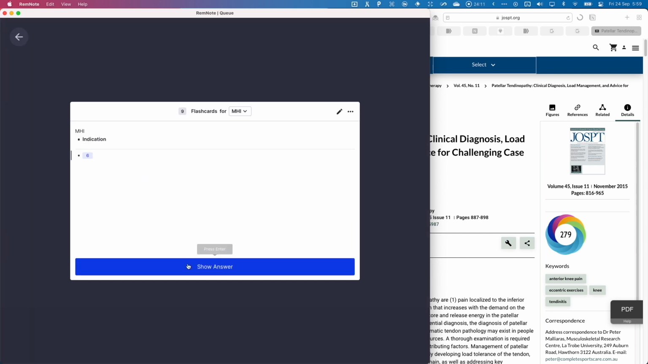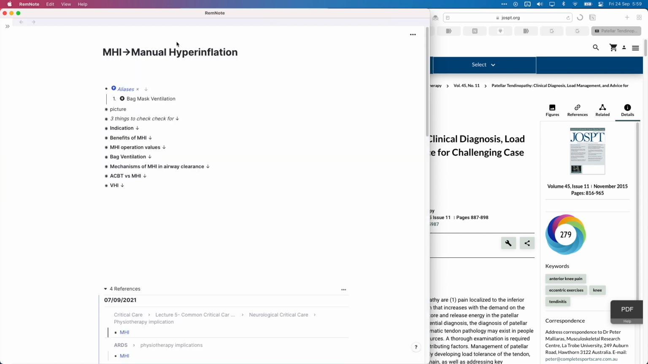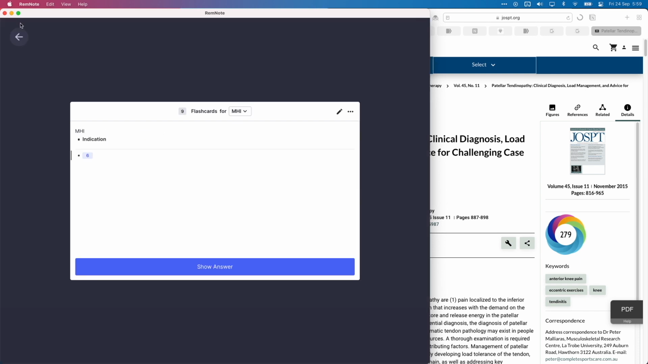So what are the indications? So these are the six indications. We improve VQ, lung compliance, oxygenation. These are all things that are very, very important, and I'm not gonna mess around with it yet, because if I mess around with it, then the spaced repetition is going to be messed up, and I actually need to revise this because I forgot.